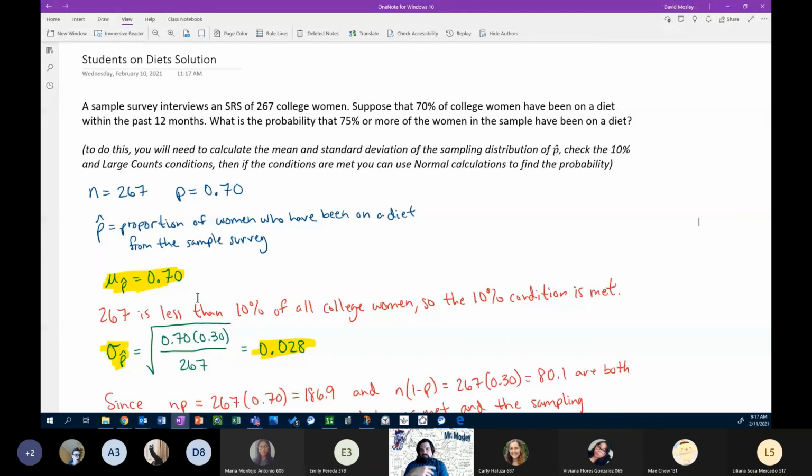Again, this falls into the case of, well, we don't know exactly how many women are in college at any point in time, but it's pretty safe to say that 267 is less than 10% of that number. So because the 10% condition is satisfied, the standard deviation of p hat is equal to the square root of 0.7 times 0.3 divided by the sample size 267, which is equal to 0.028. So we now have the mean and standard deviation.